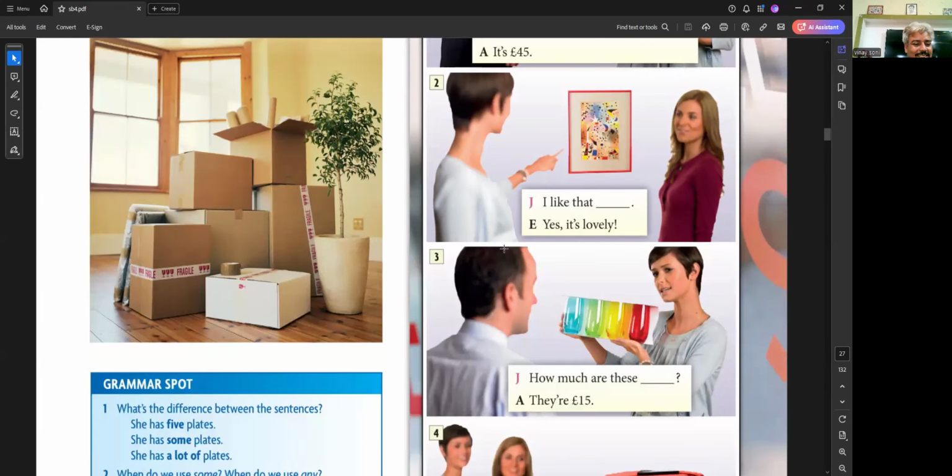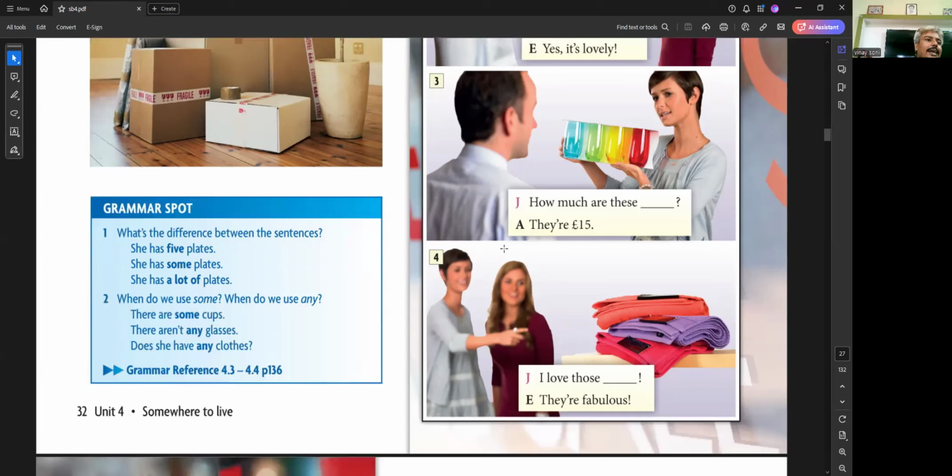Okay, dear students. So tell me one thing. Any is used in positive sentences, yes or no? Any is used in negative sentences, yes or no? Some is used in positive sentences, yes or no? Some is used in positive, and any is used in negative. Negative, not positive, negative.